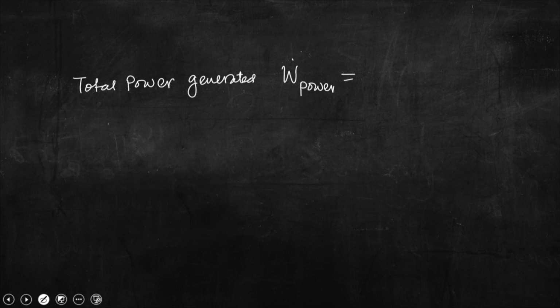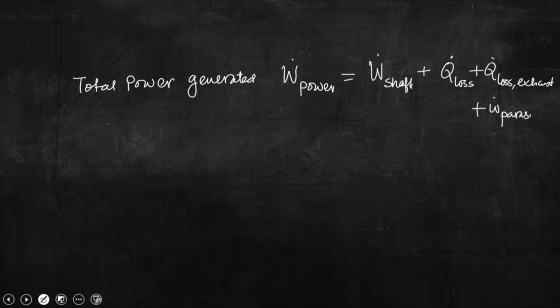So, what we have discussed in the last class, that total power generated, W dot power, equal to W dot shaft plus Q dot loss plus Q dot loss through exhaust gas plus W dot parasitic. That is what we had seen in the last class.